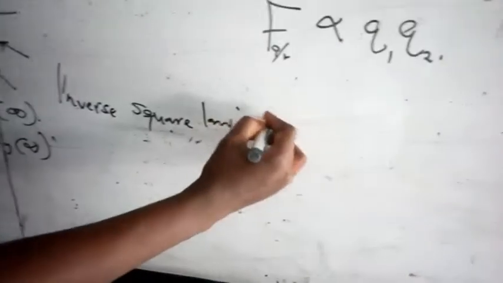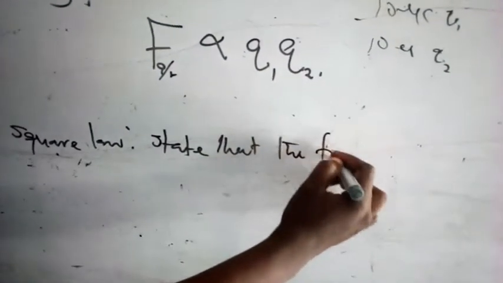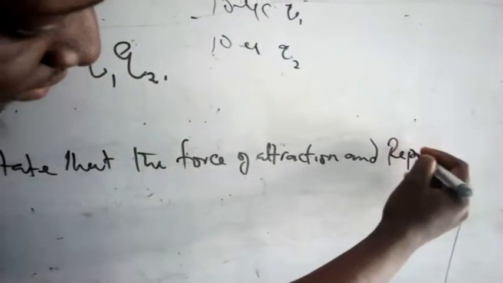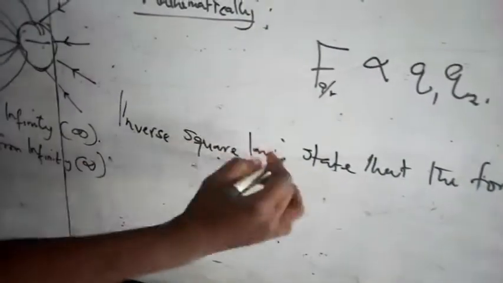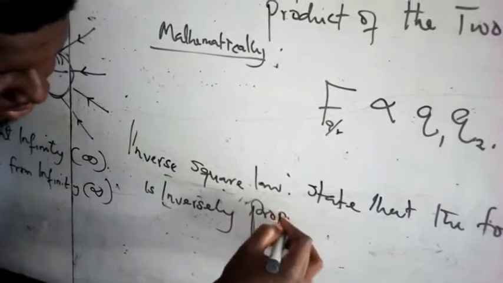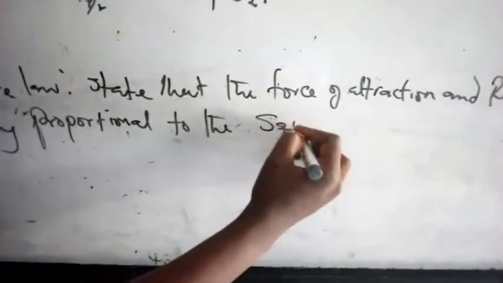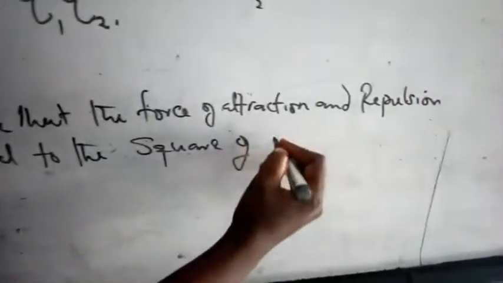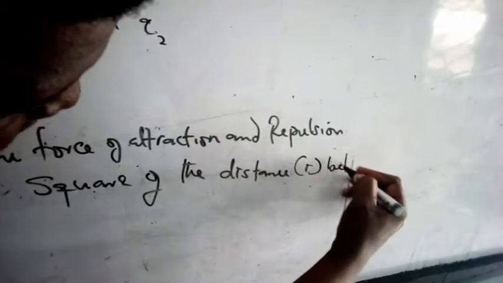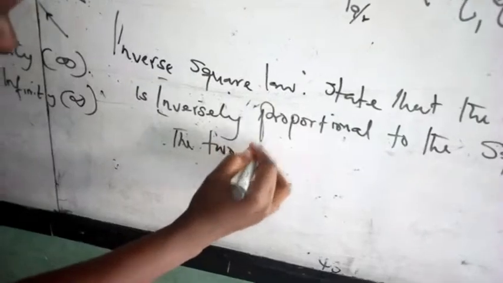Now for the inverse square law, we state that the force of attraction and repulsion, please, I want you to write, is inversely proportional to the square of the distance r between the two charges.